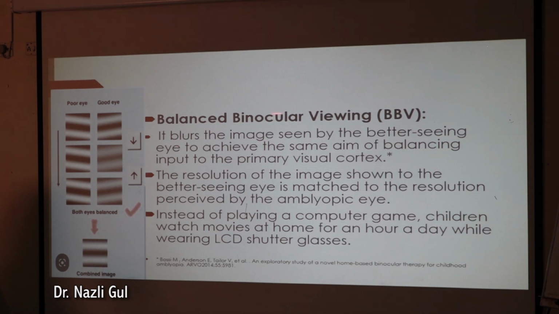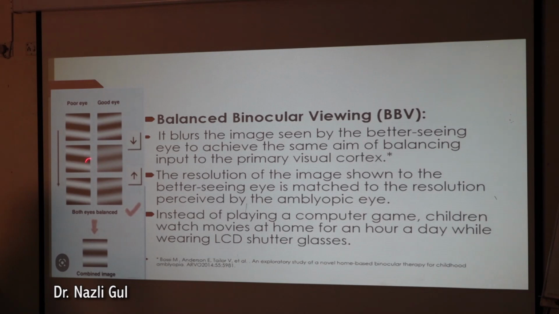Then balanced binocular viewing. इसमें क्या होता है कि it blurs the image seen by the better seeing eye. इसको blur image दे रहे हो, ठीक है, और इसका blur नहीं होता. दोनों को ब्रेन कंबाइन कर लेता है इमेज को, and the resolution of the image shown to the better seeing eye is matched to the resolution perceived by the amblyopic eye. ठीक है, आपने यहाँ पे जो इसको इमेज दिया है तो उसकी रेजोल्यूशन कम है, और जो poor seeing eye की रेजोल्यूशन के मुताबिक जिस तरह वो परसीव कर रहा है, उसके बराबर आप उसकी रिजोल्यूशन रख लेते हो.